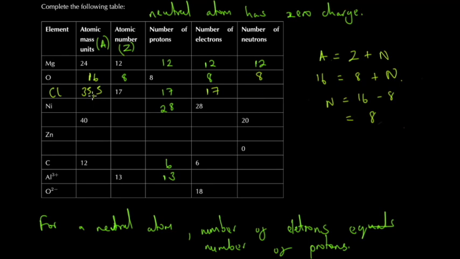So 35.5 minus 17, you get 18.5. The reason is not that you have half a neutron. No, it doesn't mean that. We take averages. Chlorine actually has several isotopes. This is beyond our combined science, but essentially these are average numbers that we're dealing with.